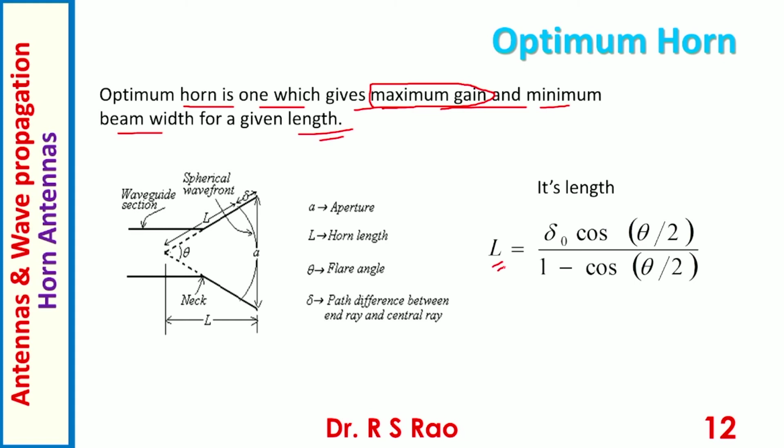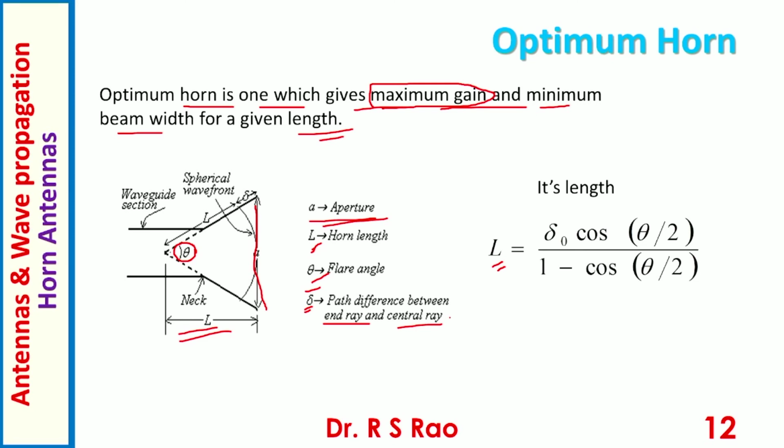The length of such an antenna can be found equal to delta naught cos theta by 2 by 1 minus cos theta by 2. Here A is aperture. L is horn length. Theta is flare angle. Delta is path difference between end ray and central ray.